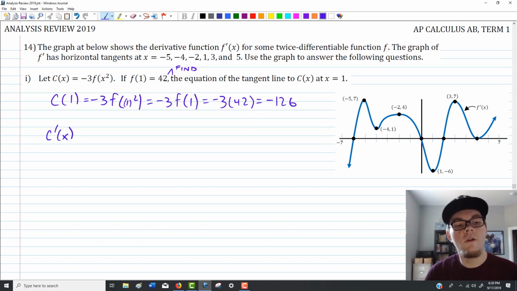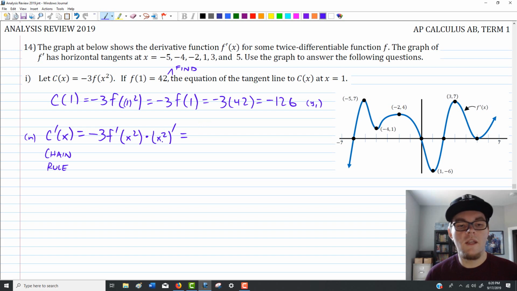Next, we need to find the derivative so that we can talk about its slope. What we found a second ago was y1. What we're next going to find is m. C prime of x, because of that x squared on the inside, requires the chain rule. I'm going to do it fairly quickly. My inside function is x squared. My outside function is negative 3 f of x. The derivative of the outside will be negative 3 f prime of whatever is on the inside. Then we multiply by the derivative of the inside, which gives a 2x times all that, which gets me negative 6x f prime of x squared.